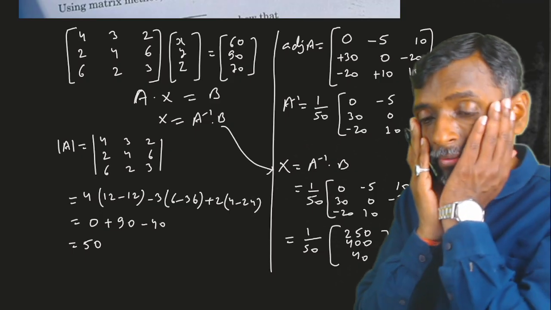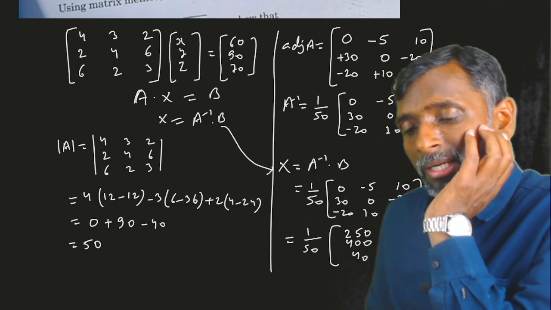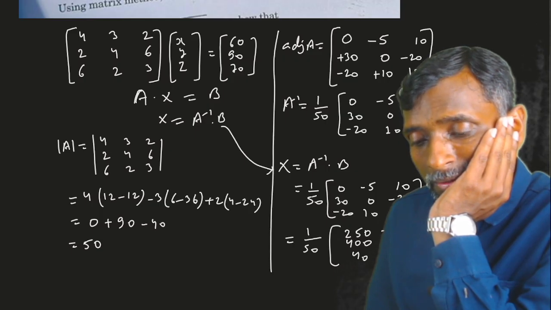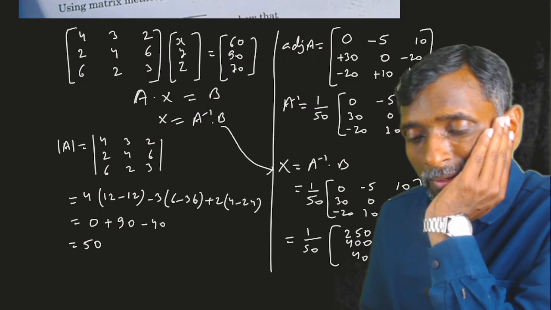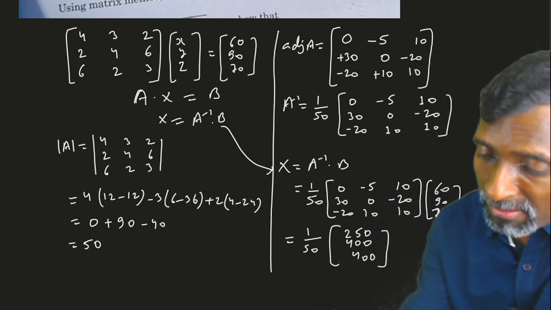Is there any mistake? 6 times 3 is 18, minus 1800, minus 1200, and 900 plus 700, 1600 minus 1200 is 400. Right. So we can divide with 50.